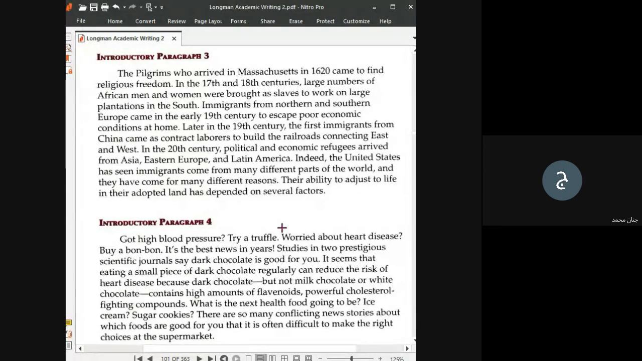Later in the 19th century, the first immigrants from China came as contract laborers to build the railroads connecting East and West. In the 20th century, political and economic refugees arrived from Asia, Eastern Europe, and Latin America. Indeed, the United States has seen immigrants come from many different parts of the world, and they have come for many different reasons. Their ability to adjust to life in their adopted land depends on several factors.